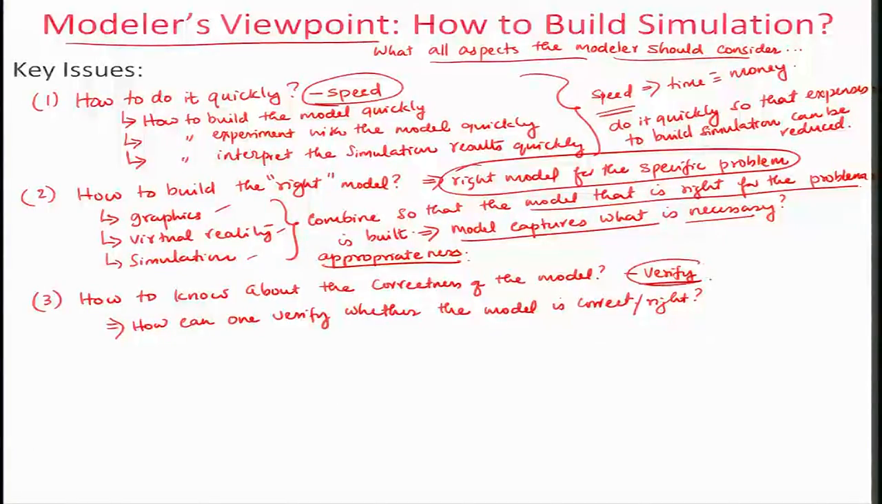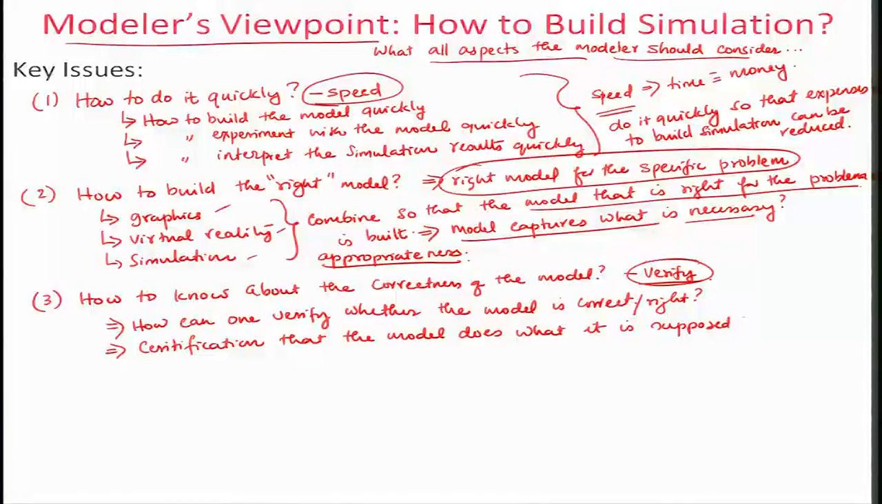So, this concept of verification is, in a way, certification that the model does what it is supposed to do. What we are interested in here is to certify or assure people that the model is doing what it is supposed to do. And how do we certify that? How does this approval tell people that yes, this is the model that is supposed to be built and it does what it is supposed to do?